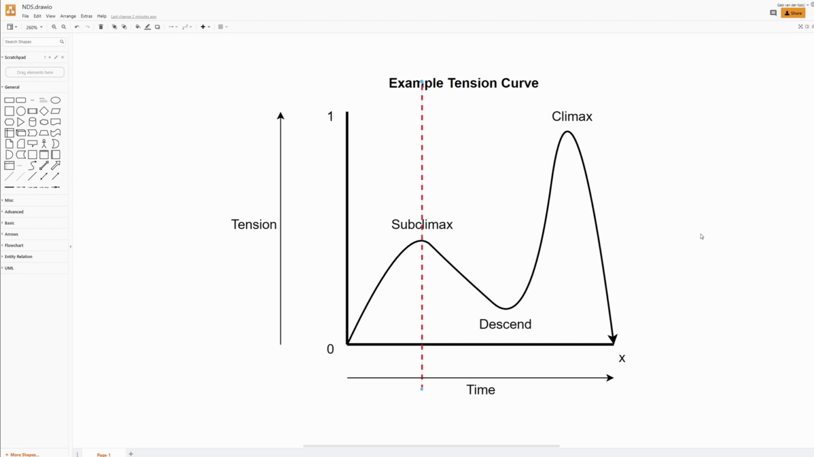For example, if the NDS measures that the tension is too low, for example we are at the subclimax but the tension is too low, it will spawn something like a bandit attack or skeletons that rise out of the ground or something similar. If the tension is too high, so say we are in the descending phase but the tension is still way up here, the NDS will either do nothing and let the tension slowly diminish, or help the player out by spawning an item or a friendly traveler, for example.